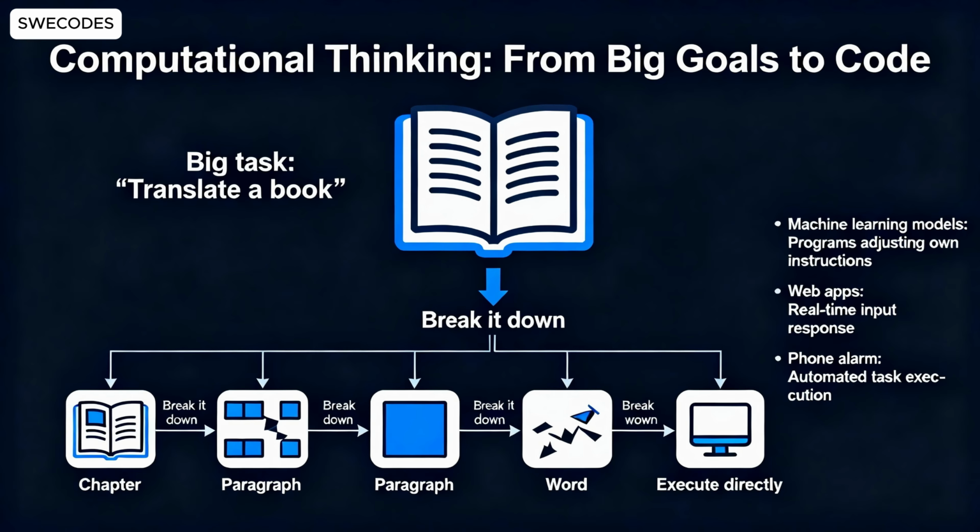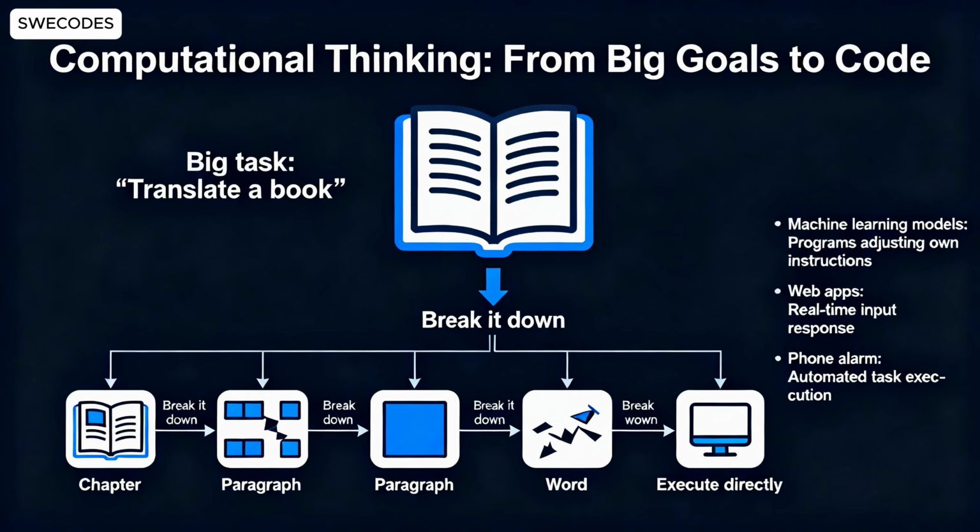Programming isn't just about typing code. It's about thinking systematically. You take a big, messy real-world goal and divide it into smaller and smaller tasks until each one is simple enough for a computer to execute directly. Think of it like this. The big task: translate a book. Break it down, translate each chapter. Then each paragraph. Then each word. Eventually, every small step is so clear the computer can follow it without confusion. That's the essence of computational thinking, and it's why great programmers are great problem solvers.